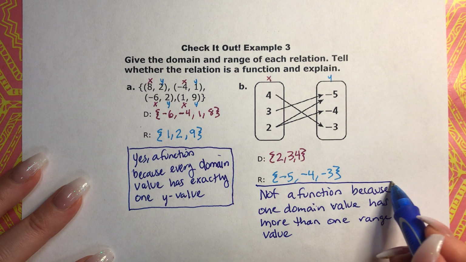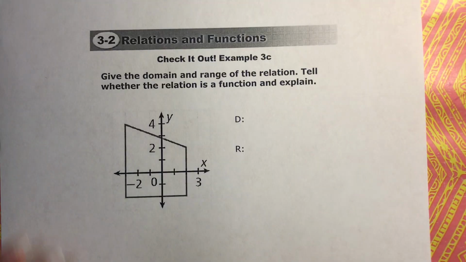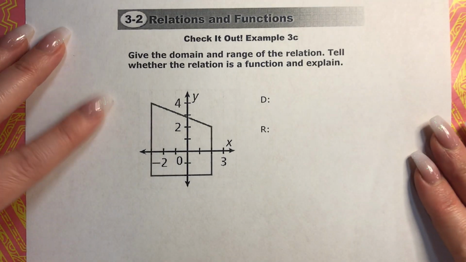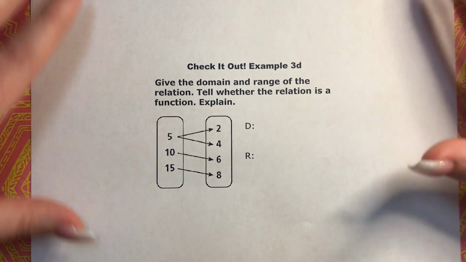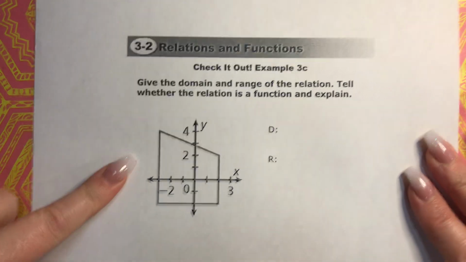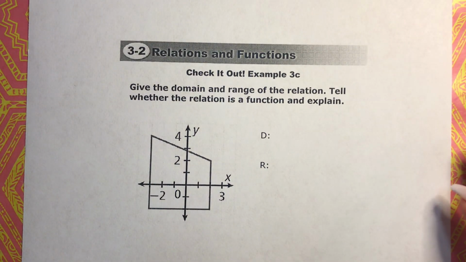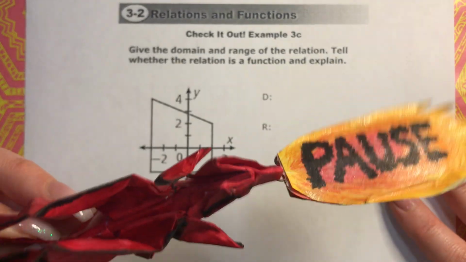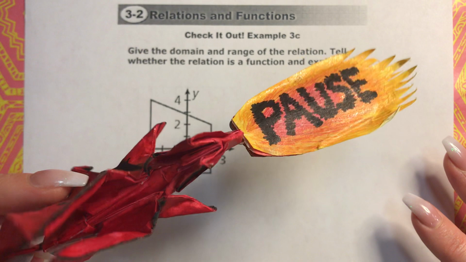All right, so if you got those and those explanations down and correct, great job. Let's go ahead and I want you to try a couple more out. So I want you to try check it out example 3C, and check it out example 3D. So here's my friend the Pause Dragon. Remind you to pause your device, work out those problems. When you get done, press play and we'll go over the answers together.